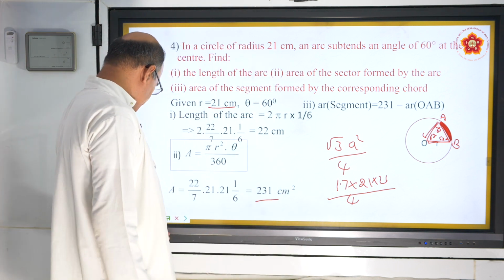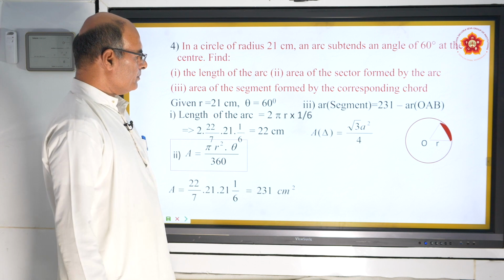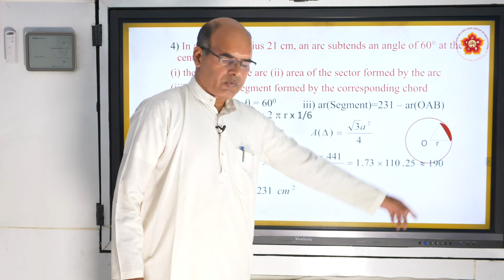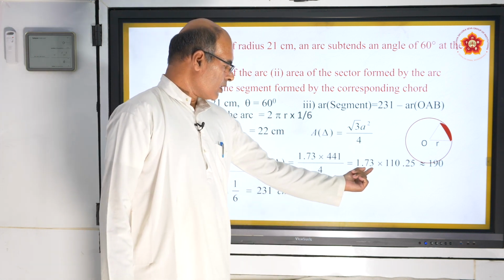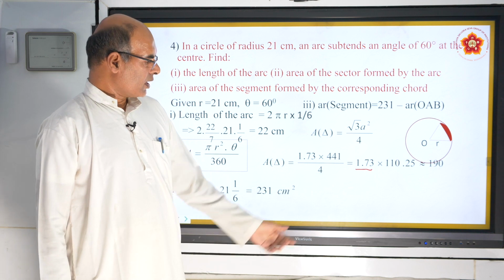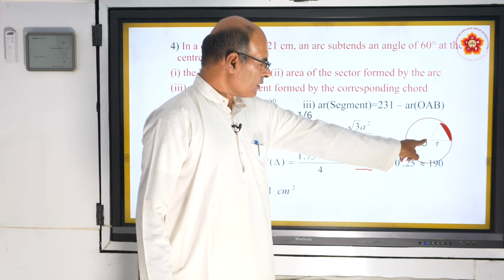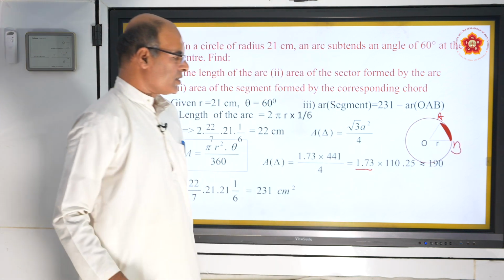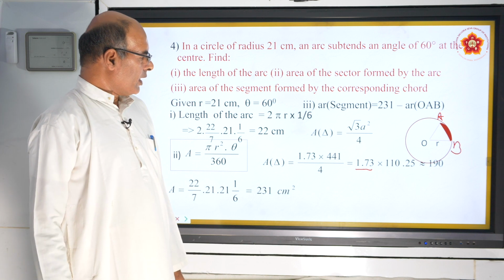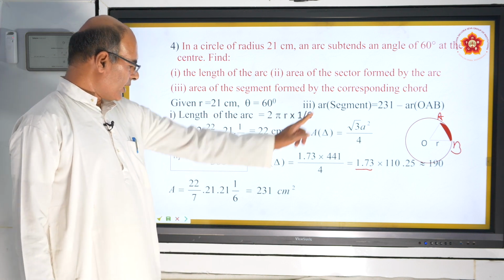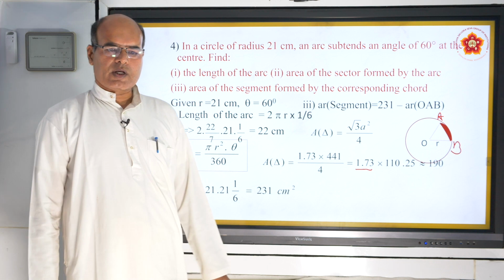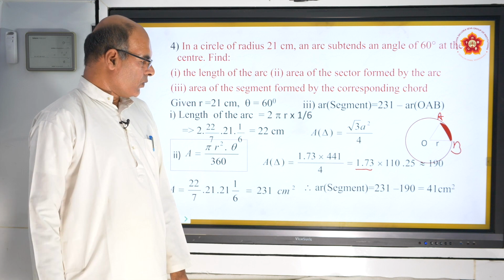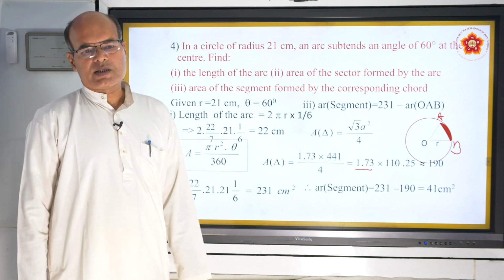If we simplify, we get approximately 190. It is an approximate value because the value of root 3 is also approximate. Therefore the area of triangle OAB is approximately equal to 190 centimeter square. The area of the entire sector is 231 centimeter square. Therefore the area of the segment is 231 minus 190, that is 41 centimeter square.